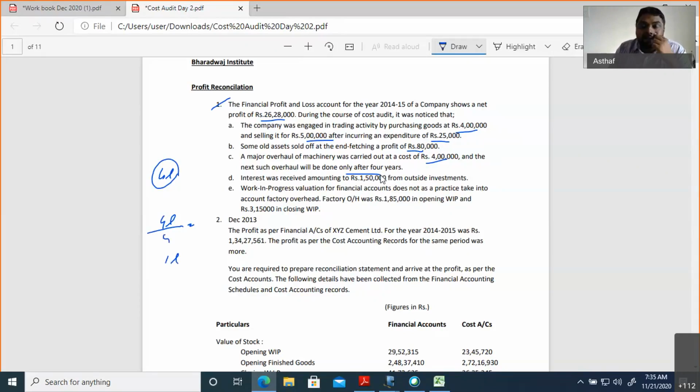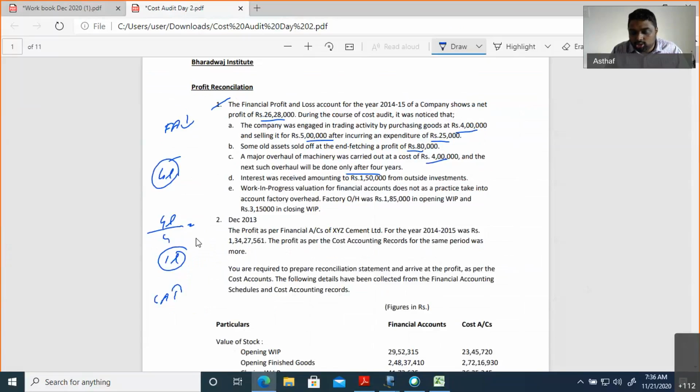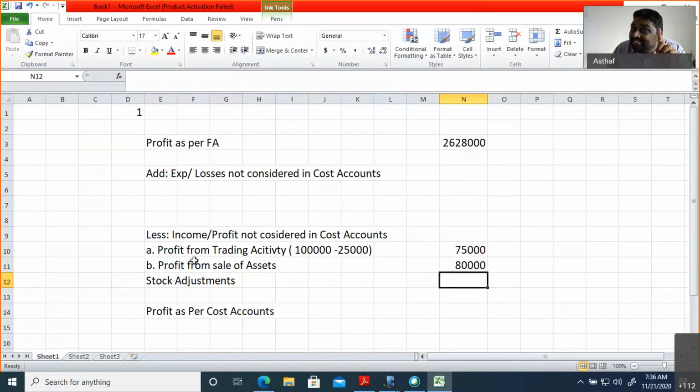So the cost accounting principles say that these kinds of expenses have to be apportioned over the useful life. That means you have to charge only 1 lakh. But in financial accounts we have already charged 4 lakh, and in costing we charge only 1 lakh. So financial has more expenses, which means financial profit will be less and cost profit will be more. Our intention is to find out profit as per cost accounts. So cost profit will be more because in cost accounts we charge only 1 lakh.